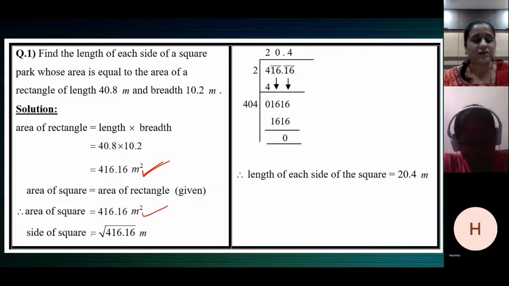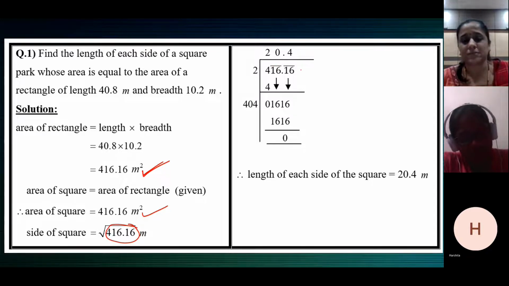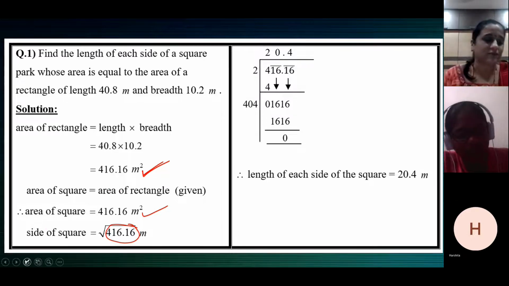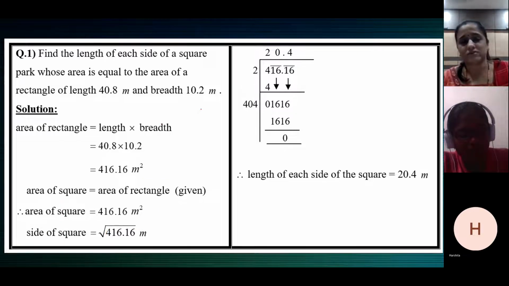So now the side of the square is the square root of area. And how do you find the square root of this decimal number? We know how to find the square root using the special long division method. And it will be a perfect square, so you can use the long division.